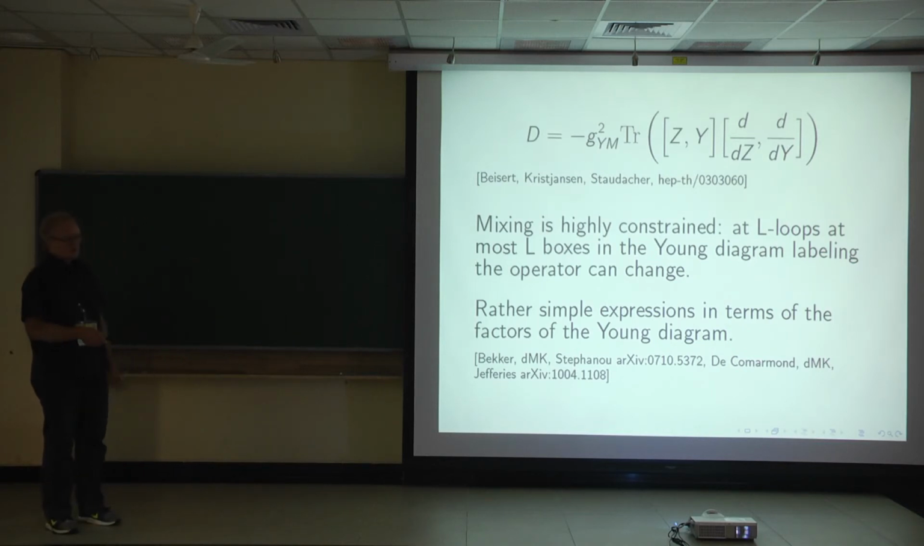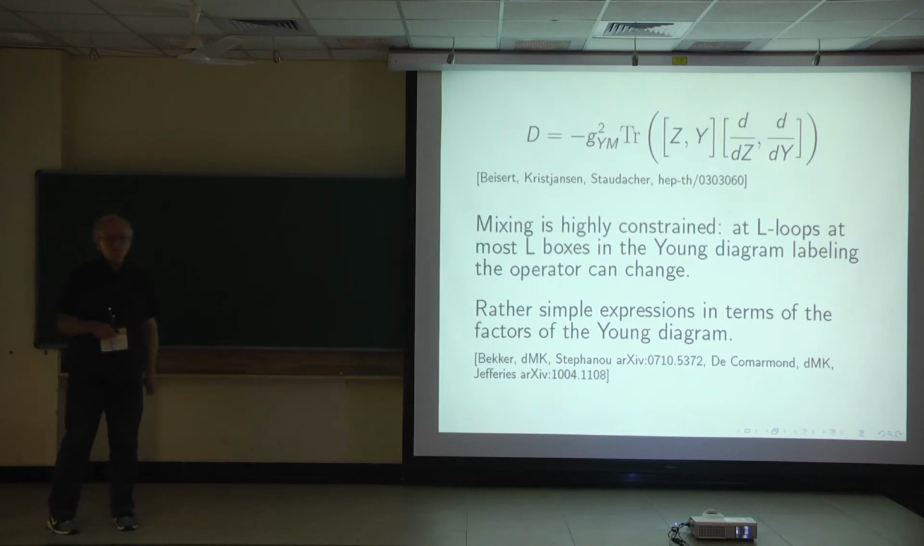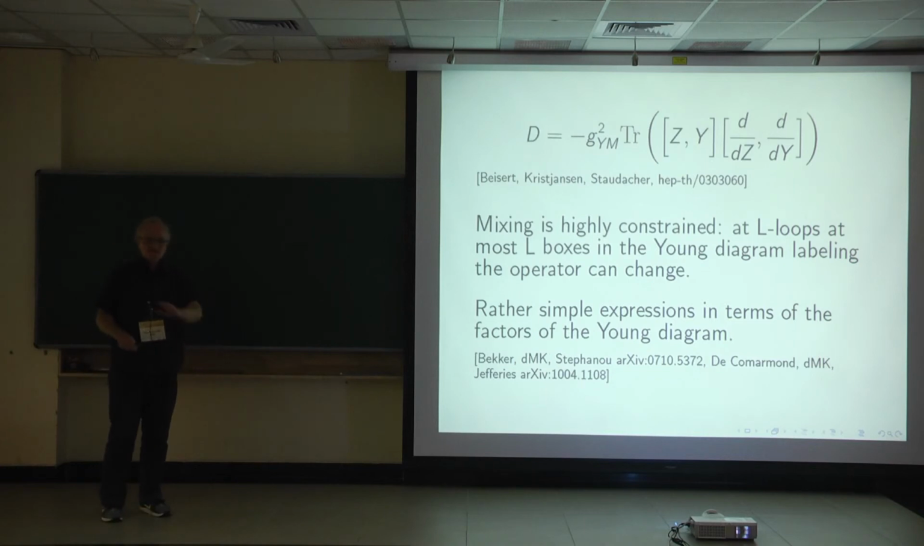There's a general argument just by looking at the Feynman diagrams that tells you if you're working at L loops, at most L boxes in the Young diagrams labeling the operators can change. So if you're working at one loop and the two restricted Schur polynomials you have differ by the placement of more than one box in their labels, those two operators will not mix. So the mixing of different restricted Schur polynomials is very highly constrained. This is an indication that it's a good basis to start in if you want to solve the mixing problem.